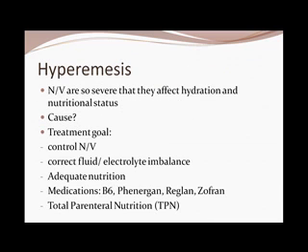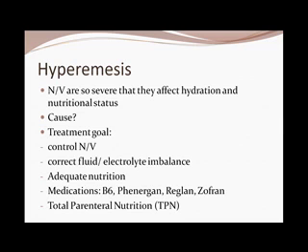Hyperemesis refers to nausea and vomiting that are so severe that they affect hydration and the nutritional status of the woman. Typically, you'll see these patients lose at least 5% of their body weight. So, as we've discussed, some nausea and vomiting is normal. However, hyperemesis is when it's so severe that it really does affect hydration and nutritional status. What causes this? Well, we're really not quite sure. There is some thought that hyperemesis and nausea and vomiting related to pregnancy have to do with HCG, human chorionic gonadotropin.